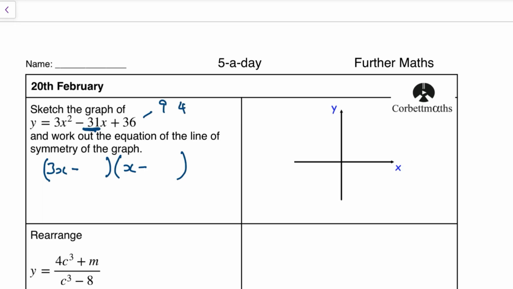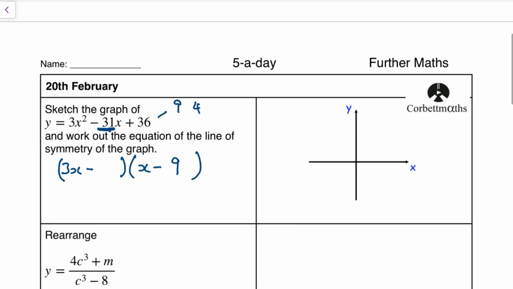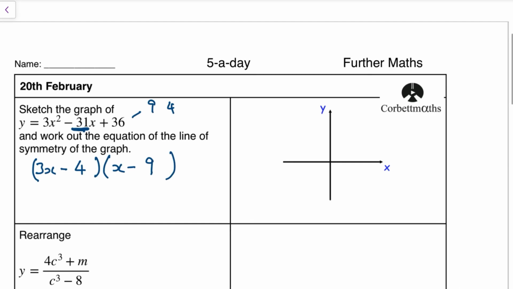Now 3 times 9 is 27, and if I add another 4, that gives me 31. So that does work. So it's going to be 3x times the minus 9, which is minus 27, and then I need to turn the other one to a 4, and that should then work. So quick check. 3x times x is 3x squared, 3x times minus 9 is minus 27x, minus 4x is minus 31x, and minus 4 times minus 9 is plus 36. That has worked. Now, I haven't even finished yet, have I? Because I've got to sketch it. I almost thought I was done then.